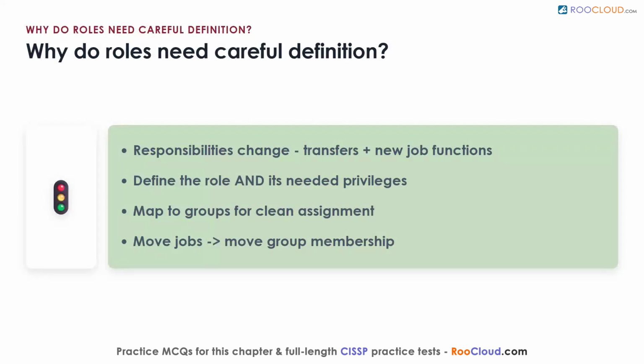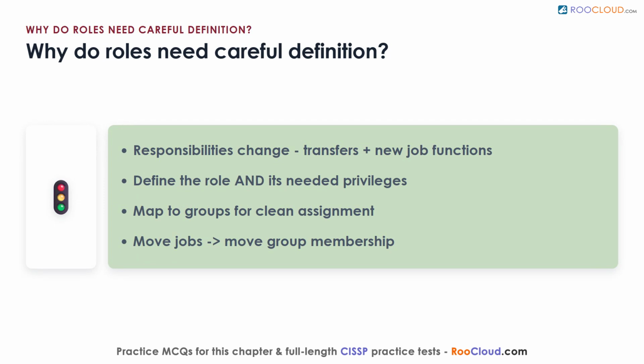Why do roles need careful definition and transition? Because responsibilities change constantly. Sometimes a simple transfer and sometimes a brand new job function. When a new role appears, you define both the role and the privileges anyone in it should have, then decide how to assign them, usually through groups.